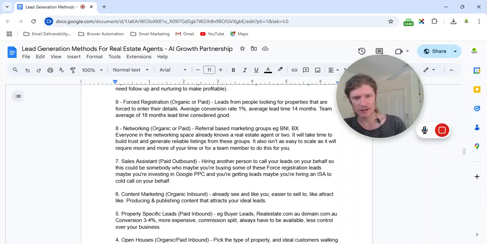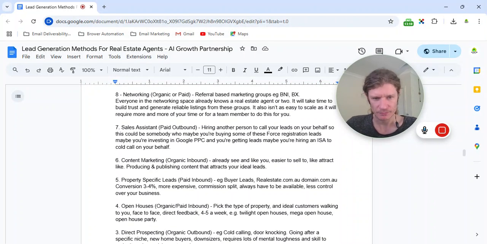But essentially, right, paying for leads through advertising, by getting them interested in looking at details that they have to give registration, and then giving them a call. That's number 7. Number 6 is content marketing, so organic inbound.